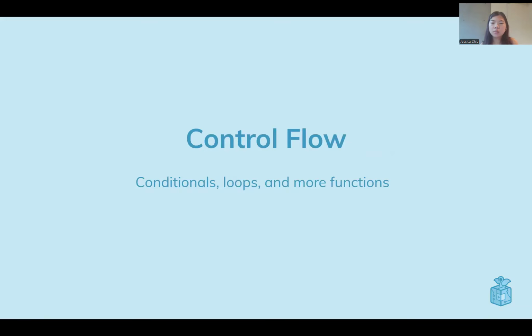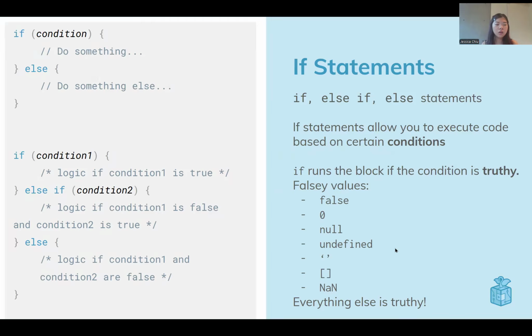Okay, so let's talk about some control flow, some conditionals. The first one is an if statement. It allows you to execute code based on certain conditions. You can see we have 3 different parts: if, else if, and else. You can have as many else ifs as you want, but it always has to start with an if, and it can end with an else. It doesn't have to end with an else, but the else always has to be at the very end. So it's an if, any amount of else ifs you want, and an else at the end.